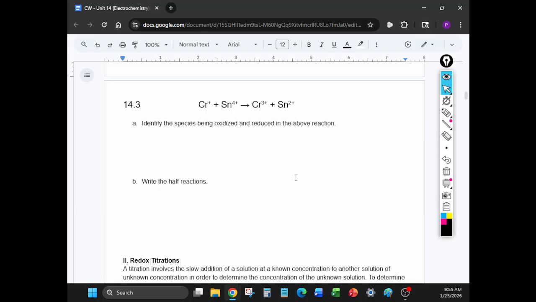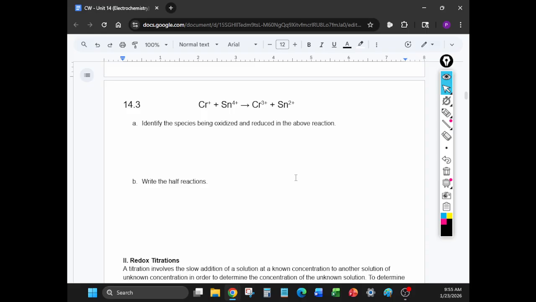All right, now half reactions are very important to electrochem, so I want you to pause the video, and I want you to try number 3 on your own. See if you can first identify what is oxidized and what is reduced, and then see if you can write their half reactions. Try that out.